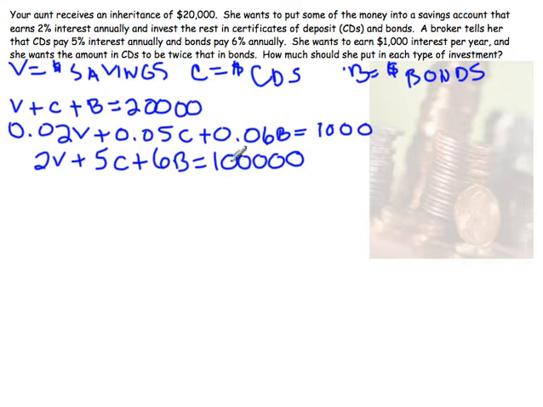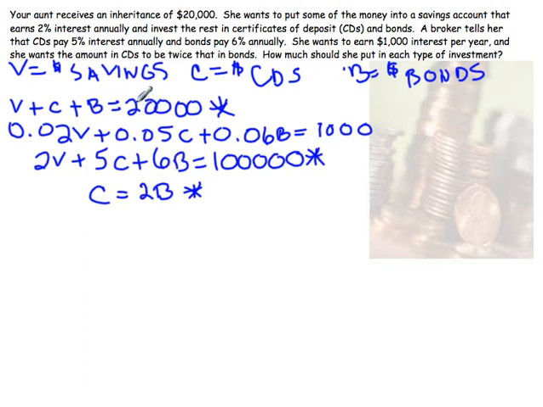And then the last thing that this problem says is that your aunt wants the amount in CDs to be twice that in bonds. So the CDs has to equal twice the bonds. Now I'm going to use a little bit different method with this system. We've got 3 equations. If you notice, this says right here that C is 2B. So I'm going to go ahead and use substitution for this one.